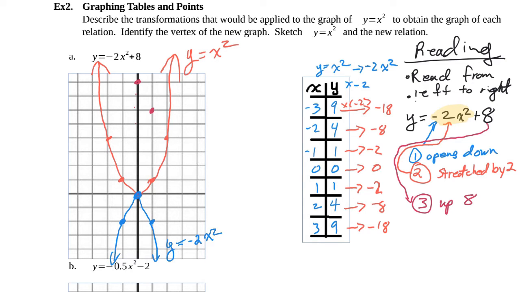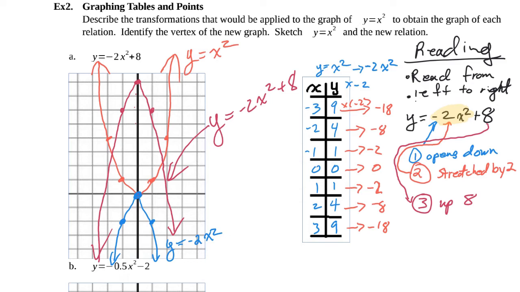So there's the other point. And then the rest looks like this. So there is our upside down and stretched parabola, where y is equal to -2x squared plus 8. And you're done. That's it, right? You can also sketch it.